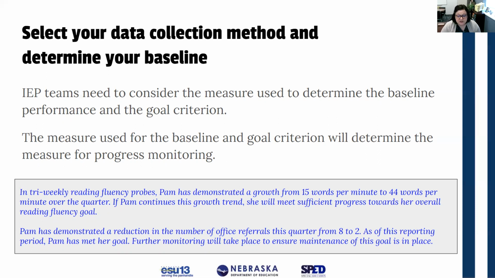So sometimes we have students who have met their goal, but what we've identified going further is that further monitoring will need to take place to ensure that maintenance of this goal is in place, because we know the number of office referrals and behavior may change over time. So we have to make sure that we are very clear on how we collected that data, how we monitored it, what period and time frame we monitored it, and if they're going to meet it. It's always bringing it back to the goal.